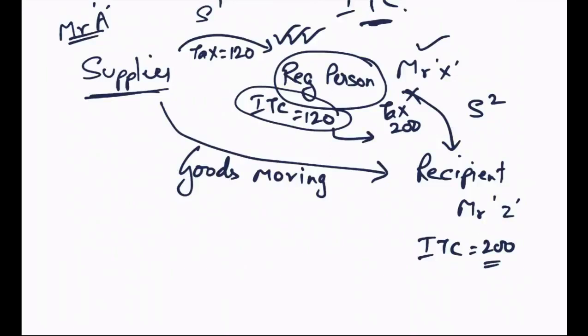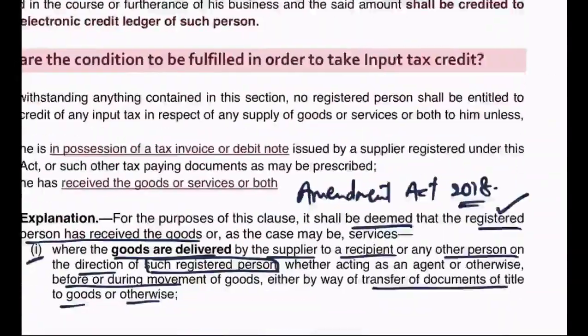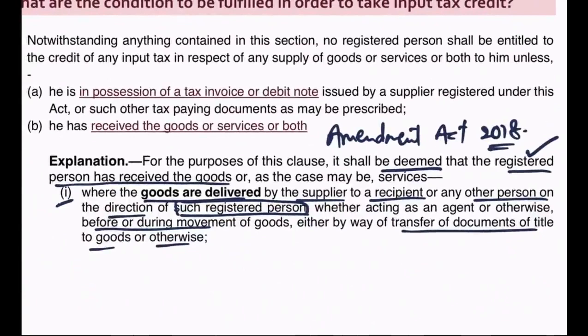Deemed receipt of goods or the service. So come back. So this is what is given here. See, the explanation says, for the purpose of this clause, because the condition is that you should have received the goods or service or both, right? So there should be actual receipt. So therefore this explanation says that for the purpose of this clause, it is deemed that the registered person, so this registered person was that X, okay, has received the goods, or as the case may be the services, where the goods are delivered by the supplier. The supplier is A, to a recipient who can be Z or any other person, on direction of such registered person, that is X. So X is directing the supplier to give the goods to some recipient.